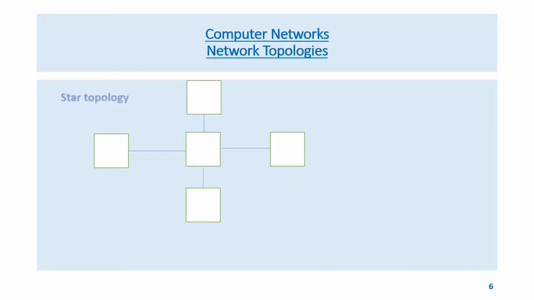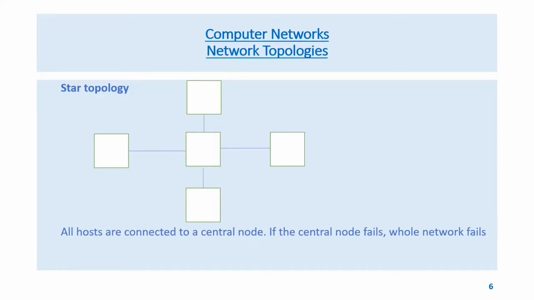Star topology. All hosts are connected to a central node. If the central node fails, the whole network fails. So this is the central node. All the nodes are connected to the central node in a star topology. The central node can broadcast to all the nodes or to a single node.